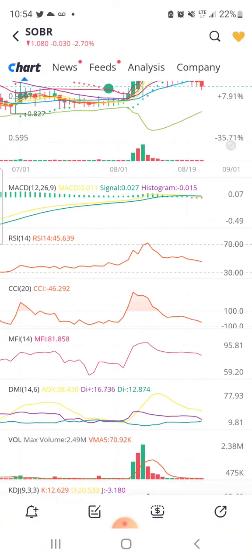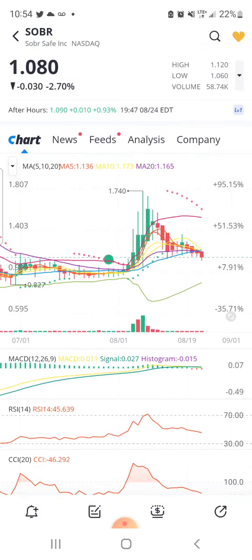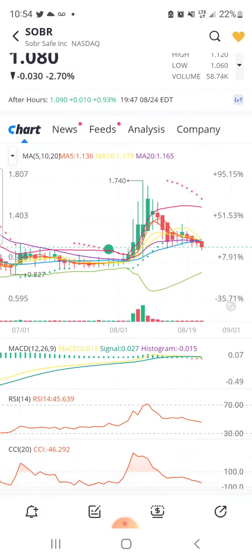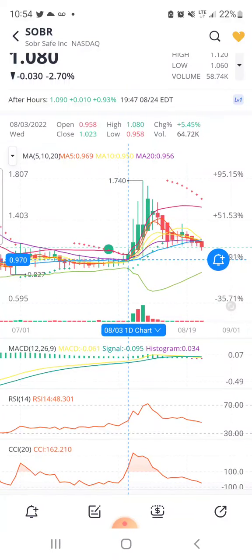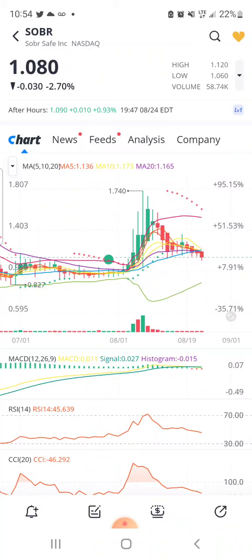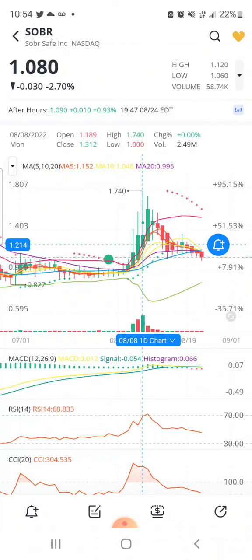So MFI trending down last one bar, RSI trending up last one bar, and then our DMI positive and trending up. And then again, you've got a very tight range as well. You can draw the ascending triangle pattern here, and as soon as this broke through, it just absolutely exploded.